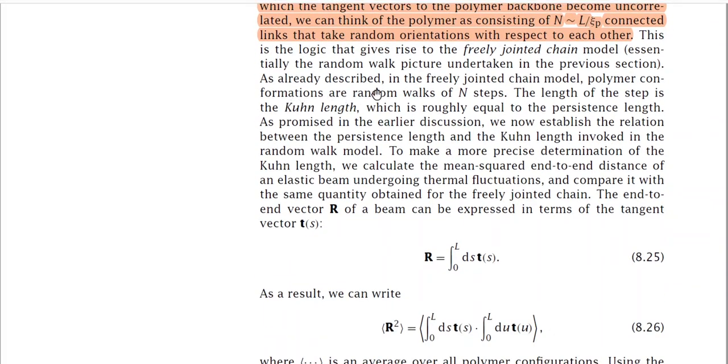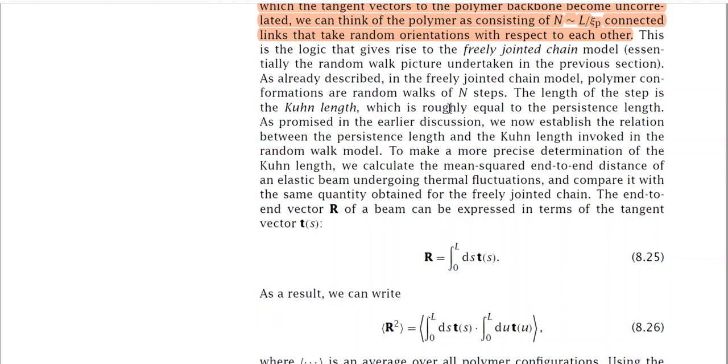Now, as already discussed, in the freely jointed chain model, polymer conformations are random walks of n steps. In the previous lecture, I already discussed how the chain model of the polymer can be thought of as a random walk of n steps. And with the random walk model, we have already evaluated different parameters such as the end-to-end length and the distribution of the end-to-end length R. The length of the step is the Kuhn length.